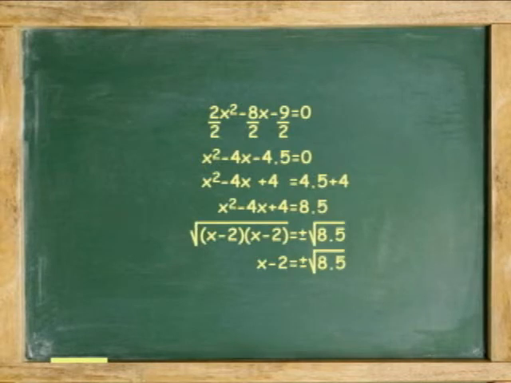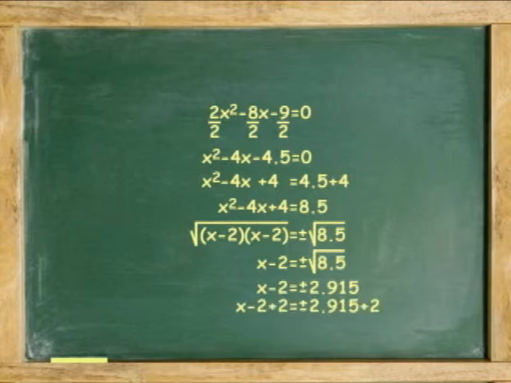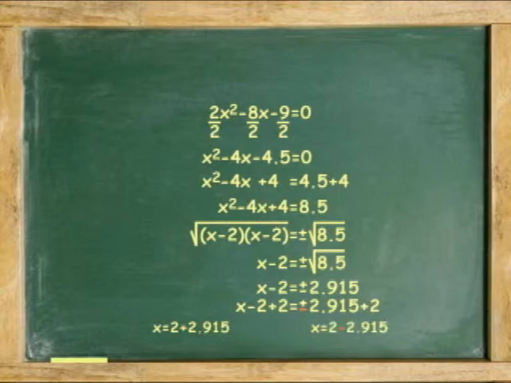X minus 2 equals plus or minus the square root of 8.5, which is 2.915. Add 2 to both sides to move the negative 2 to the right. X has two values, 2 plus 2.915 and 2 minus 2.915, or x equals 4.915, x equals negative 0.915.